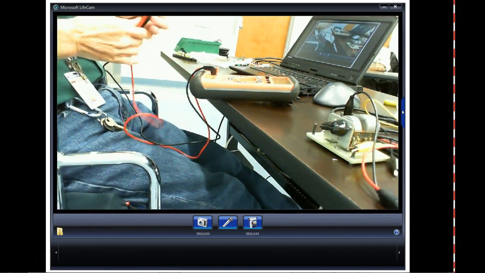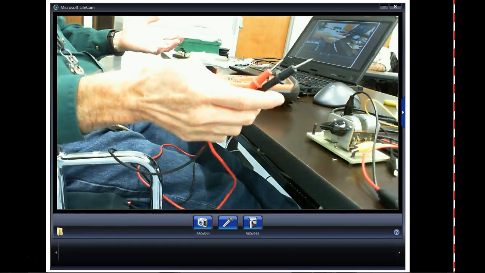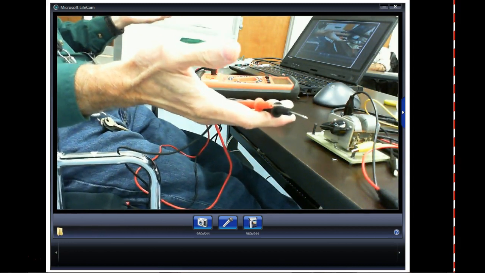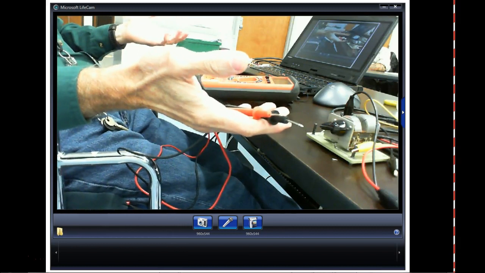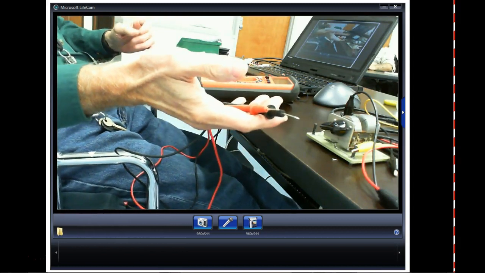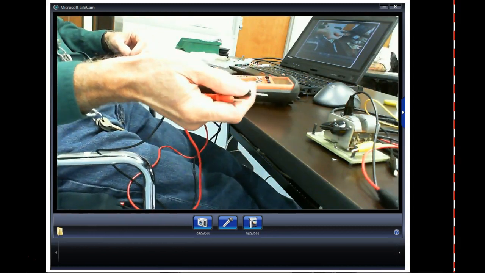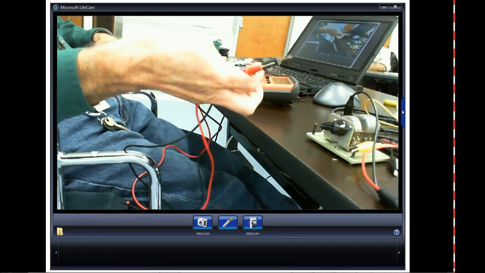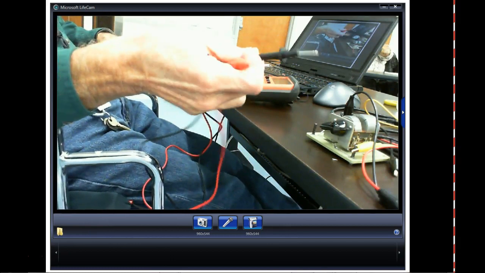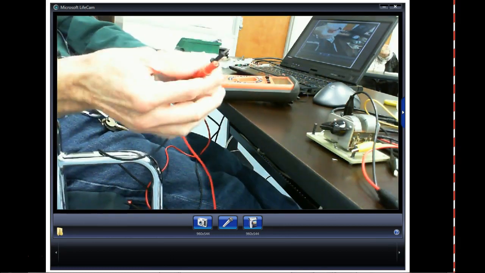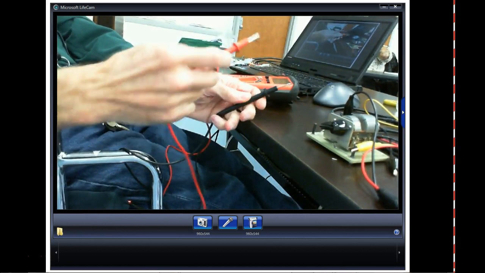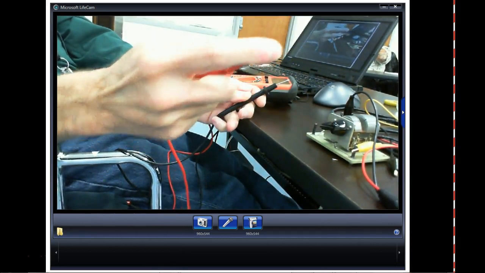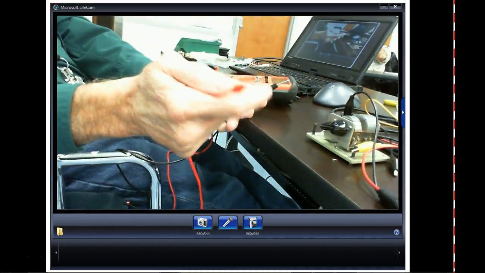Now in AC, it makes no difference because AC has no polarity. So it makes no difference how you hook a voltmeter up, or even an AC ammeter up, in an AC circuit. So this is your meter common, and this lead is going to measure relative to that common.